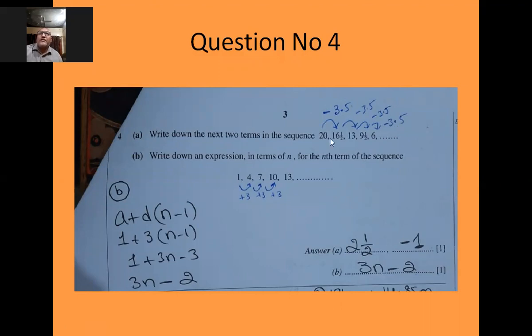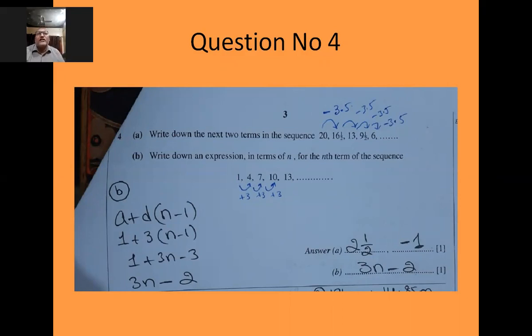So from every term, we are subtracting 3.5 actually. So I can tell you that from 6, when you subtract 3.5, you get 2.5, and from 2.5, when you subtract 3.5, you get minus 1. So 2 whole 1 by 2 comma minus 1. These are the next 2 terms.